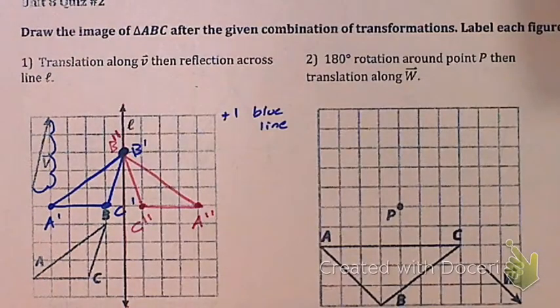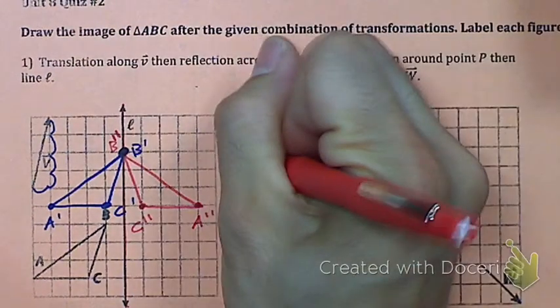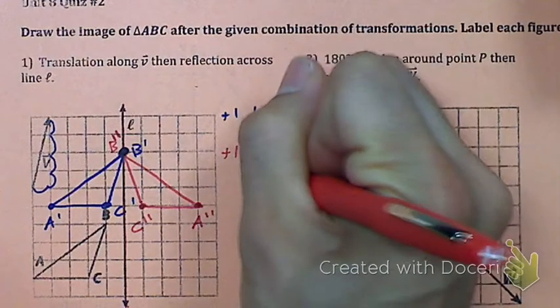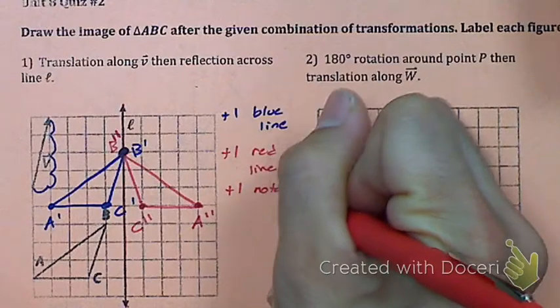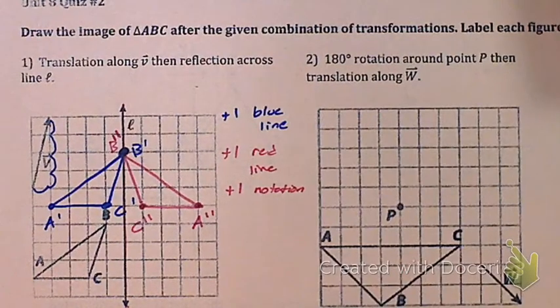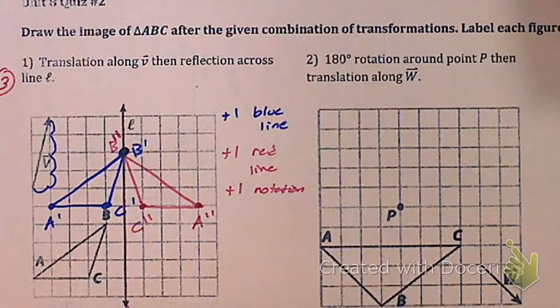Okay. This one here was 1 point for the red line. So add 1 more. And 1 point for notation. So that was 3 questions. Total 3 points. The whole front side. Each question is worth 3 points in the front.